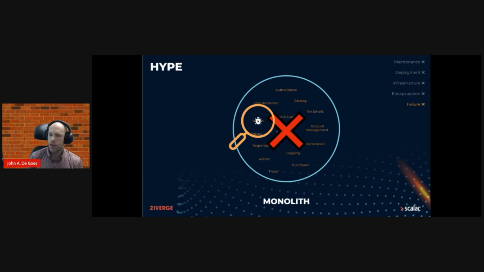And not just search, by the way, but any component here that has any sort of a problem would be fatal to the entire unit, the entire monolith. So it's not very resilient. It doesn't give us a way to deal with errors in a resilient way.